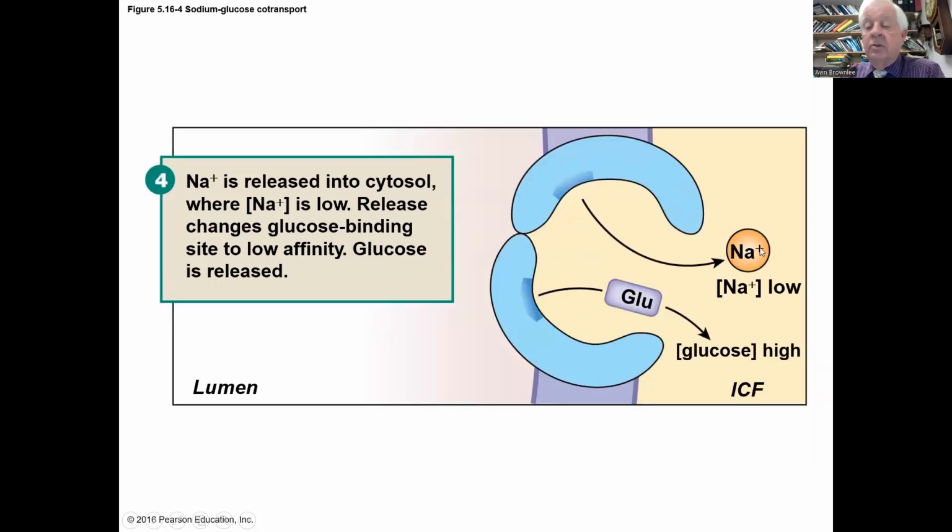The sodium will diffuse in because the sodium level is low on the inside compared to the outside. The glucose will come in because it has been transported. It can't go back out because this back end is closed. So we're moving glucose from a low concentration into a high concentration against the diffusion gradient.